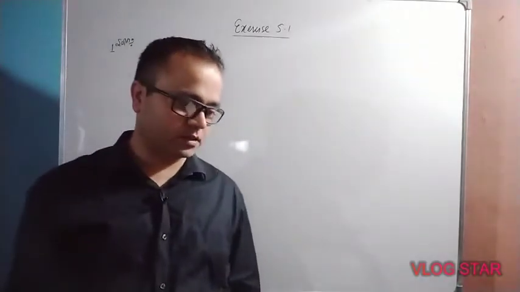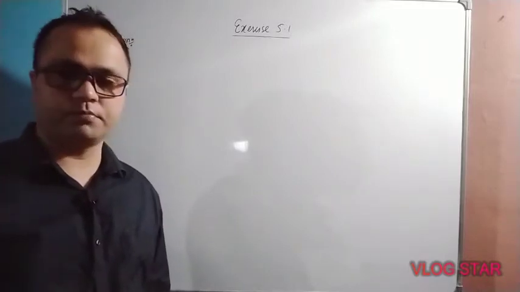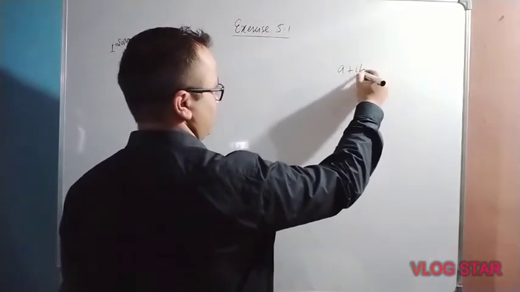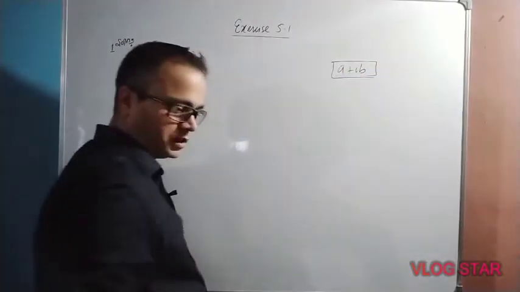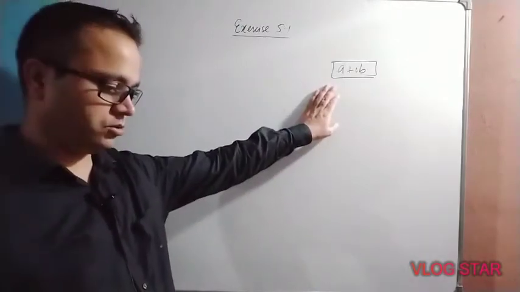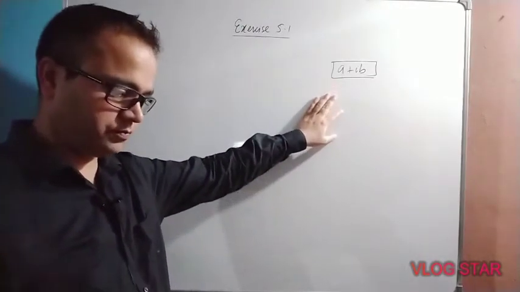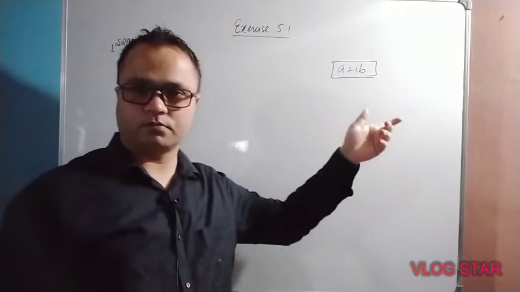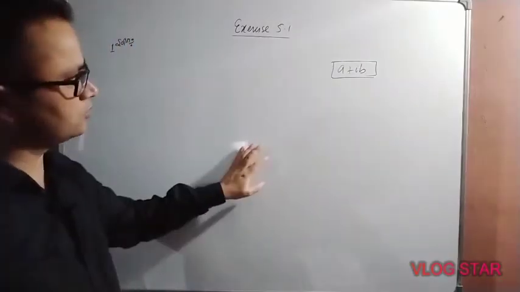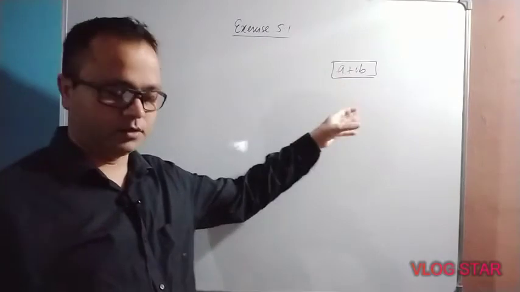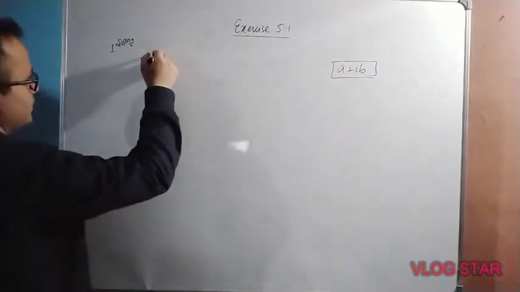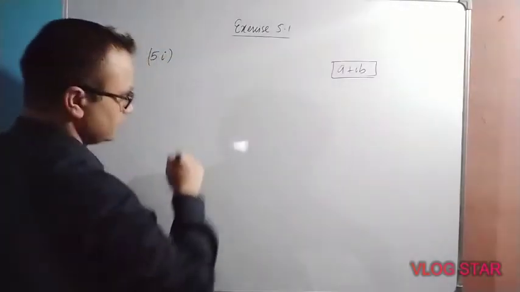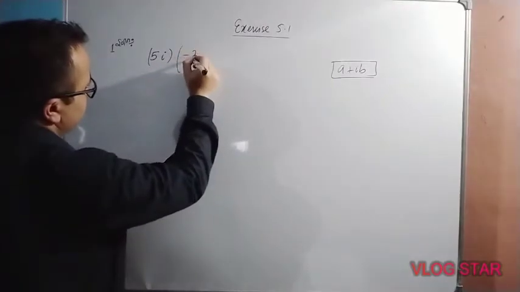Express each of the complex numbers given in exercises 1 to 10 in the form a plus ib. So a plus ib is the complex number. From question number 1 to question number 10, we have to express the given information into a plus ib. So number 1 is 5i into minus 3 by 5i.